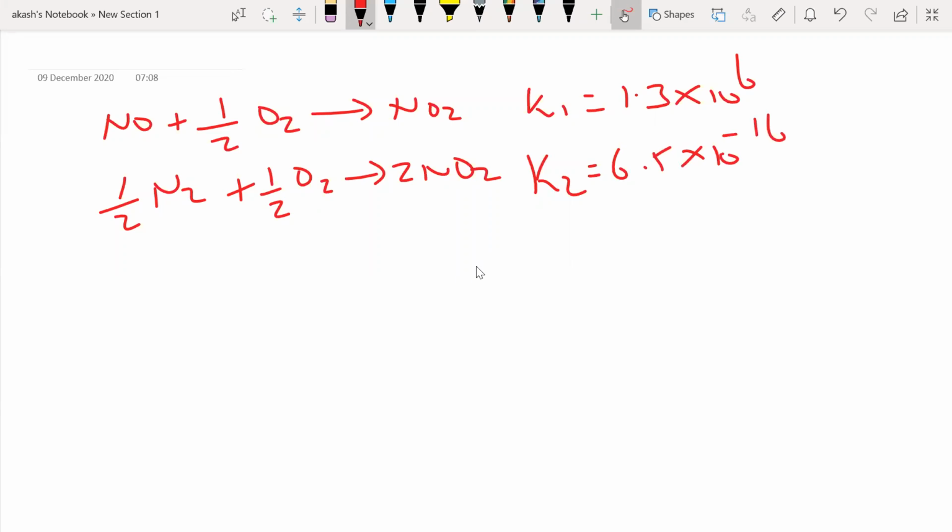Right. So now what they're asking is for this reaction, 2NO, sorry, not NO, 2O2, NO2, what is the equilibrium constant value for this? So if you look at this, they have given two reactions and the equilibrium constants, and they've asked for a third reaction, and what is the equilibrium constant for that is what they're asking. Right. Okay, guys, how will you approach this question?